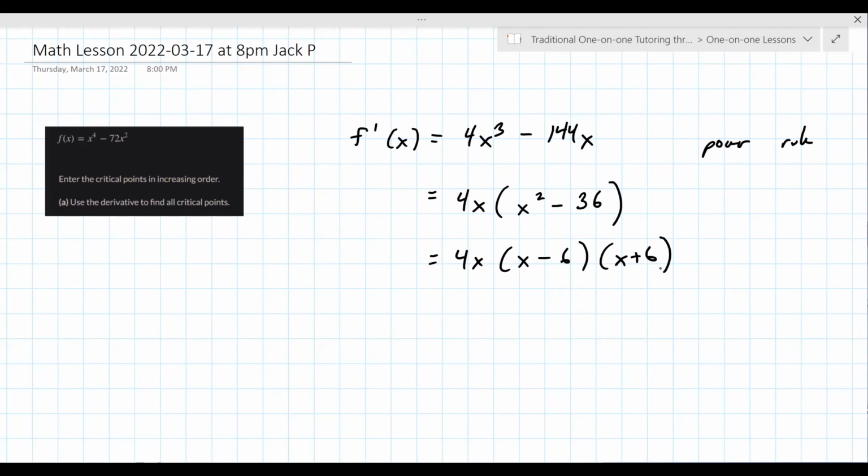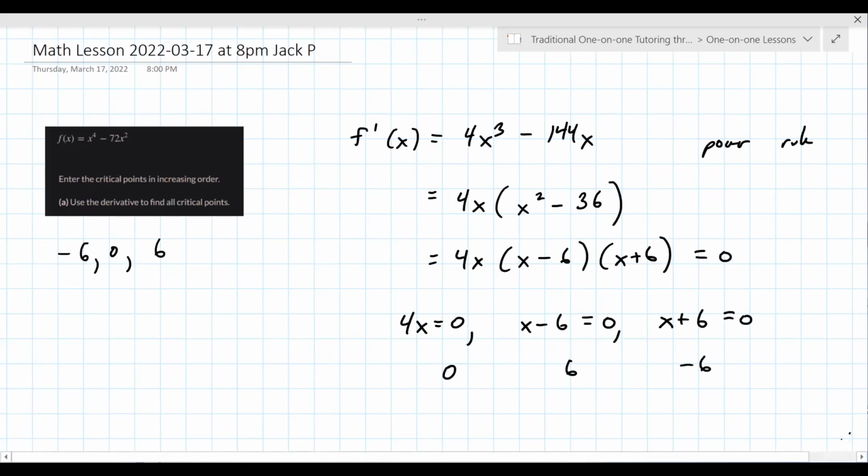So the critical points are where each of these equals 0. So where 4x equals 0, where x minus 6 equals 0, and where x plus 6 equals 0. So plus or minus 6 here. 0, 6, and negative 6. It said something about putting them in increasing order, so maybe like that.